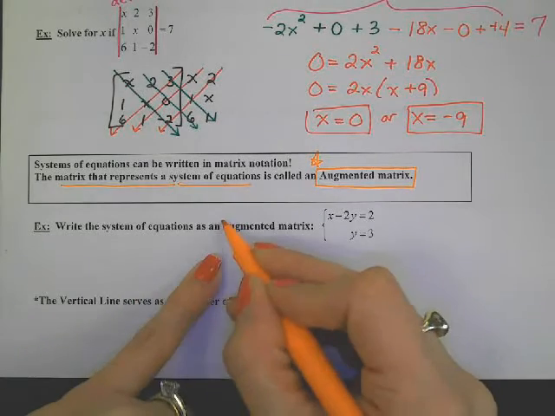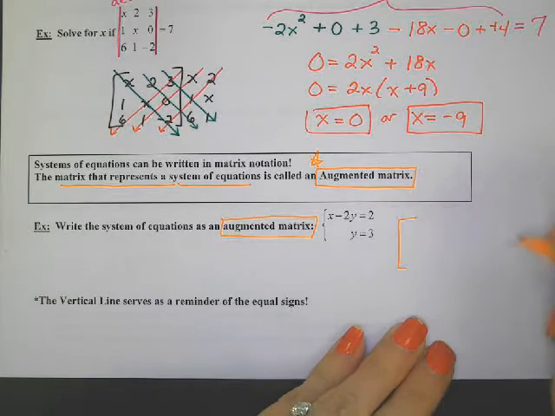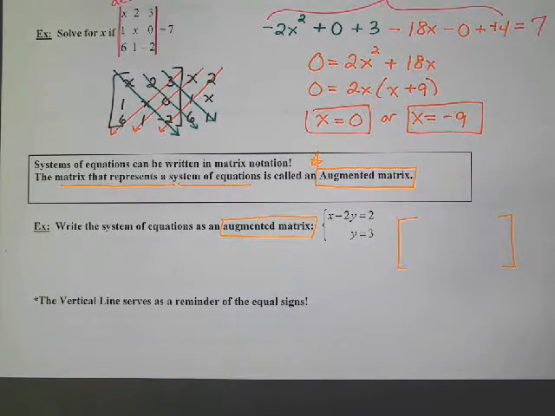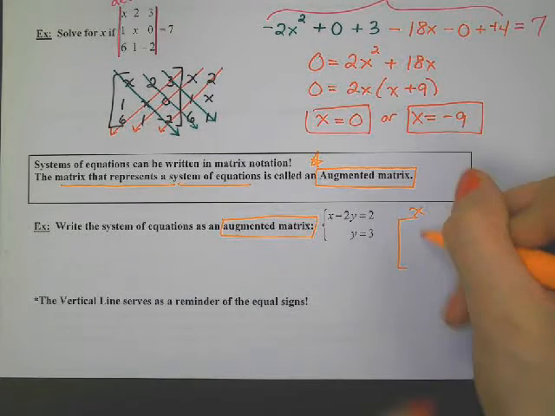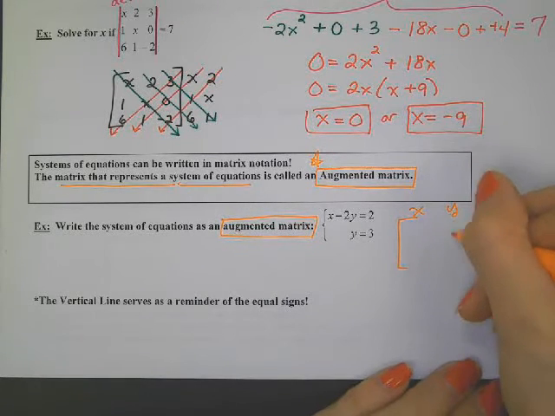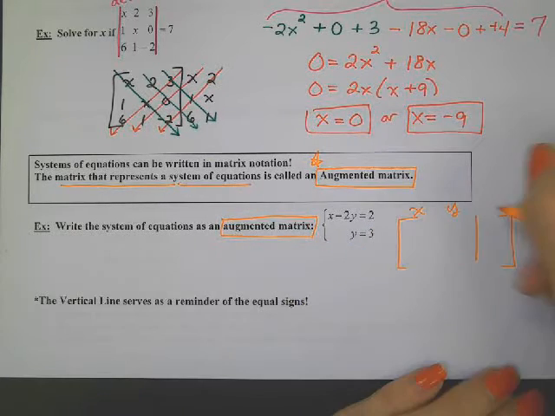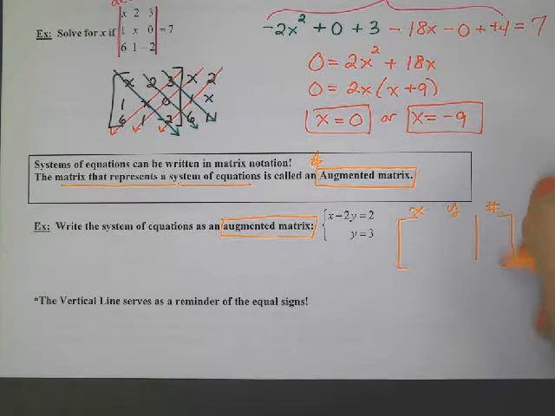Write the system of equations as an augmented matrix. So what we're going to do here is write a matrix, and this is how you set it up. We have x, here's our column for the x's. Then we're going to have y, a column for the y values. Then you're going to put a bar, and the bar represents the equal sign, and over here is where you put the constants or the numbers.